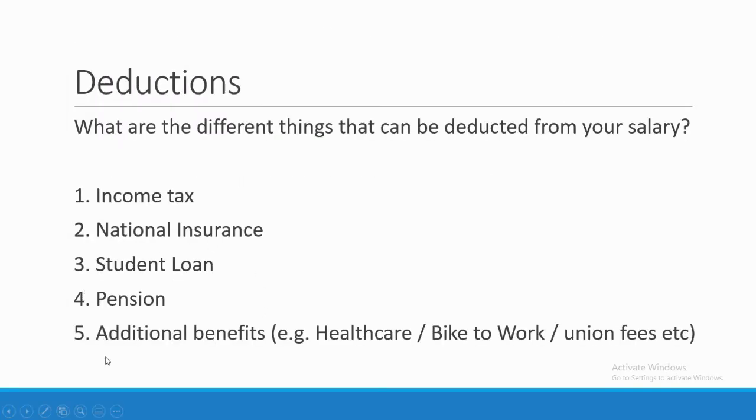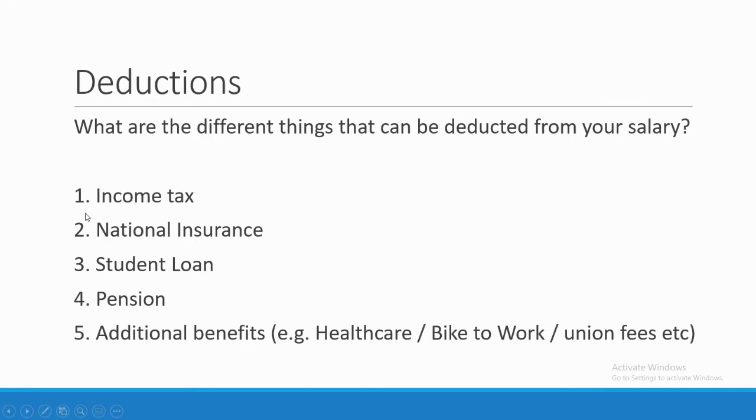Then there are the deductions to your salary. What are the different things that can be deducted from your salary? One would be income tax. We're going to have a lesson in much more detail on income tax and national insurance and student loans and pensions later on. But basically, income tax gets paid directly to the government and it goes into the government coffers, which they use to pay for public services of certain types.